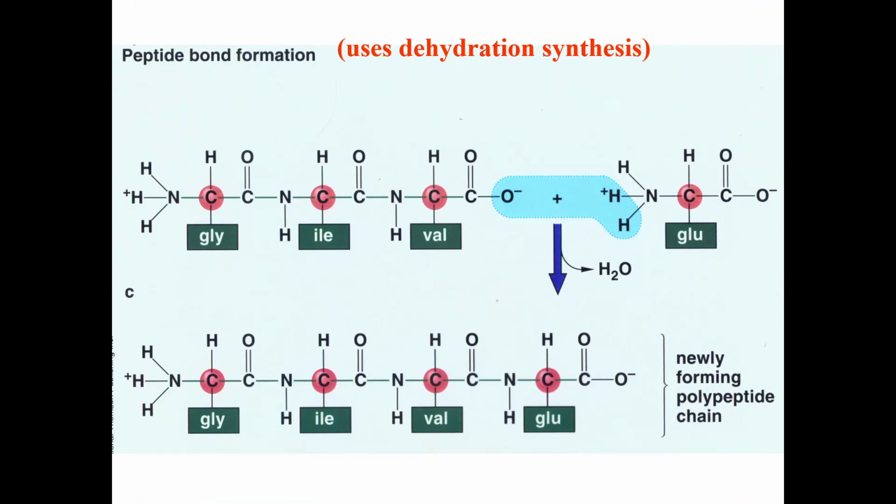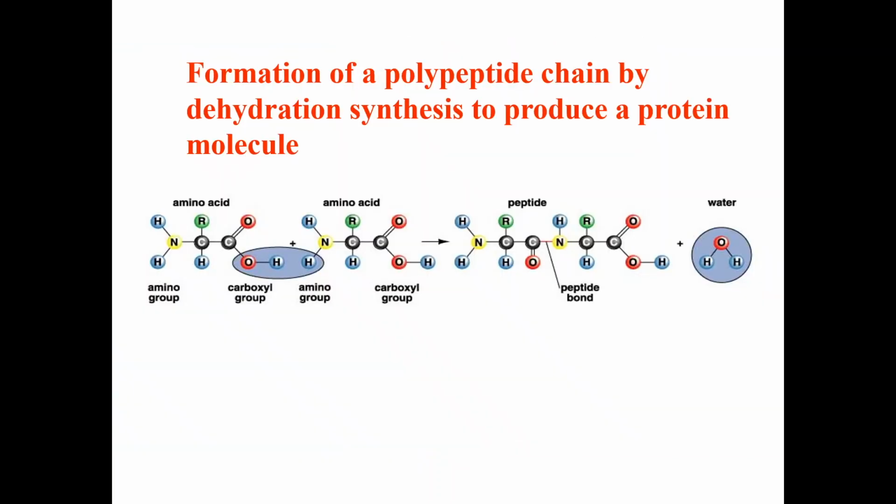And so, once again, we're doing that peptide bond formation by losing water. And so, when we have the formation of a polypeptide chain, we're able to produce a protein molecule. So kind of back to the monomer idea, all these little amino acids are basically little monomers producing a larger protein. And so this molecule is very large. It's a protein.